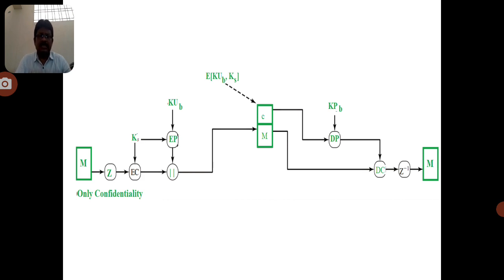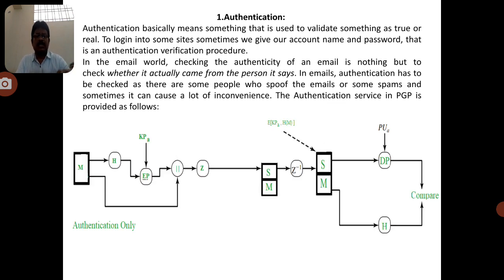Here the Z algorithm, the ZIP algorithm, is used as the compression algorithm. There we use the decompression algorithm, that is the Z inverse. So decompression is taken, and similarly the decryption is applied with the private key of the user B. So this is how PGP provides confidentiality. And coming to PGP, it also provides authentication.